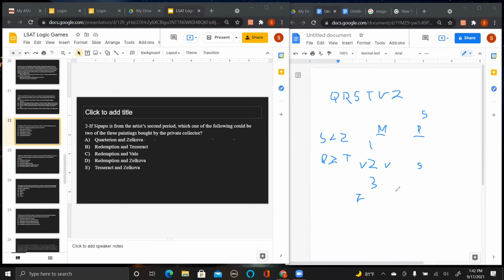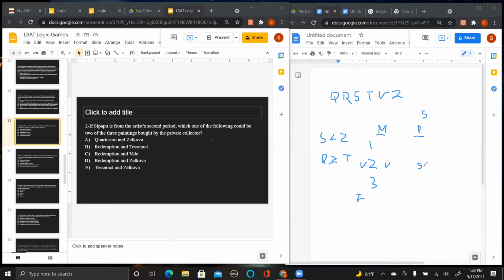Yes, this tells us anything but Q and T, I think. It can be later than or equal to. I think quaternion would then have to be, oh no, it can be first. Okay, all right. So, which of the following could be 2 or 3 paintings bought by the private collector? All right, quaternion and Zelkova.